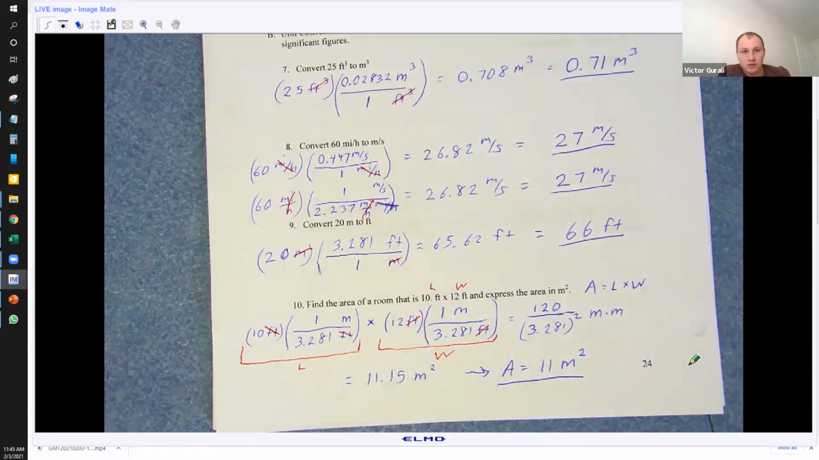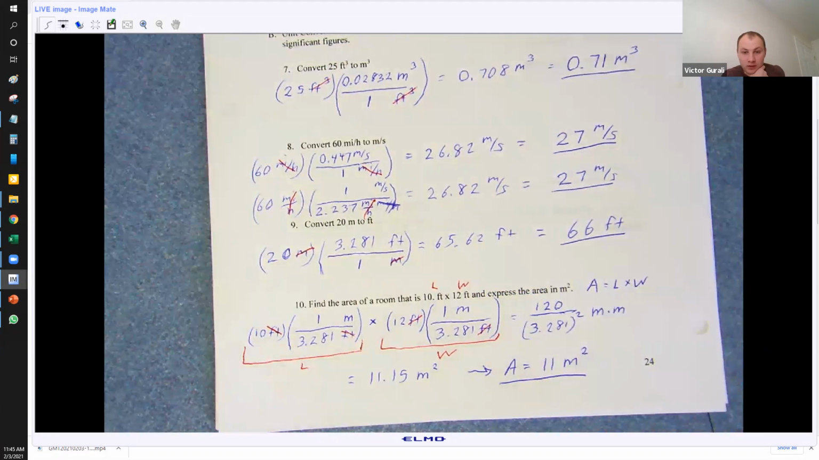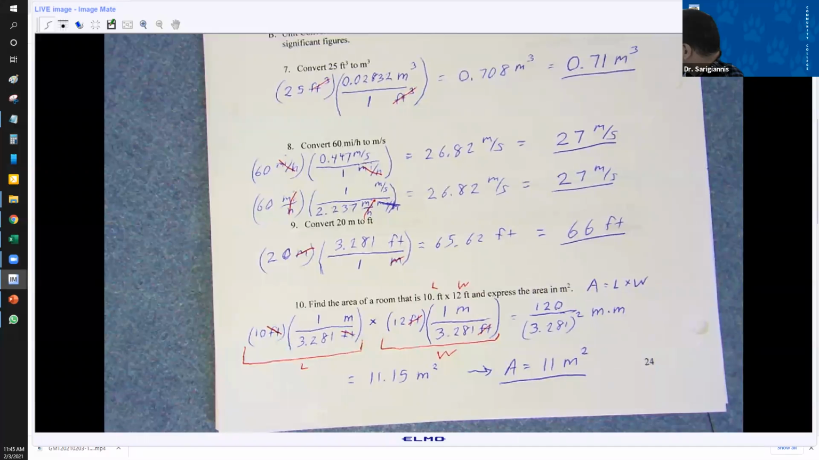Excuse me, was there a question? Yeah, I have a question. I did it a different way and I get almost the same answer. My answer was 11.163. Is that going to be considered a mistake? No, because when you round that to two significant figures, and this is one reason to use significant figures.